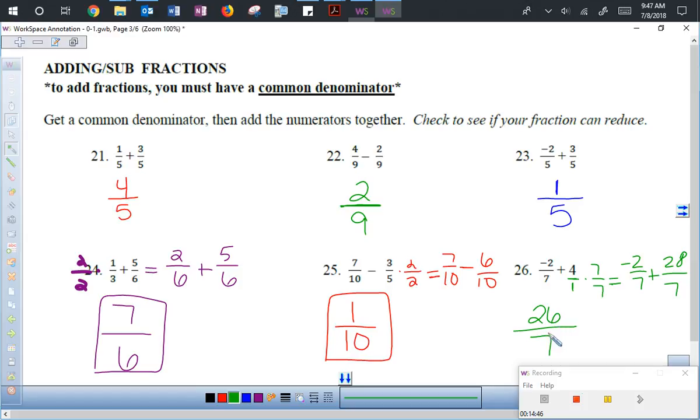So 7 is a prime number. The only numbers that can go into 7 are 1 and 7. So 7 cannot go into 26, so we cannot simplify this fraction.